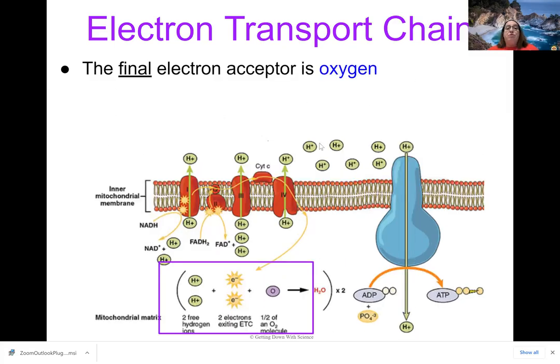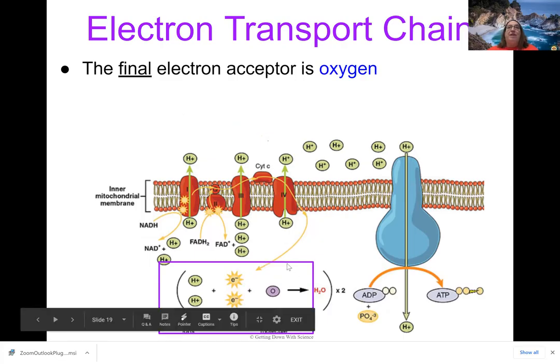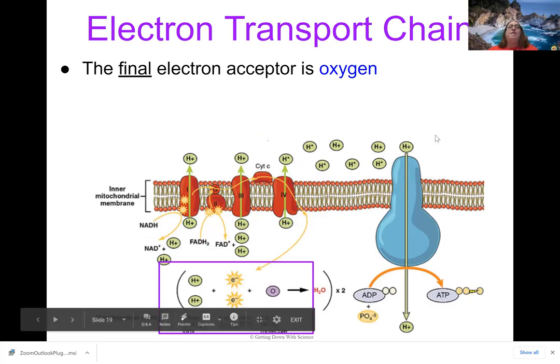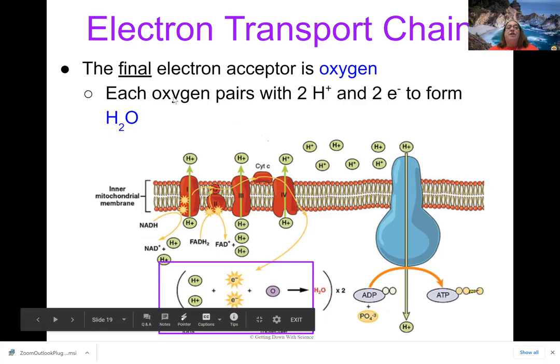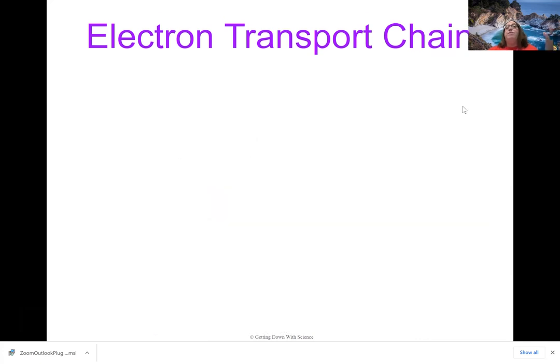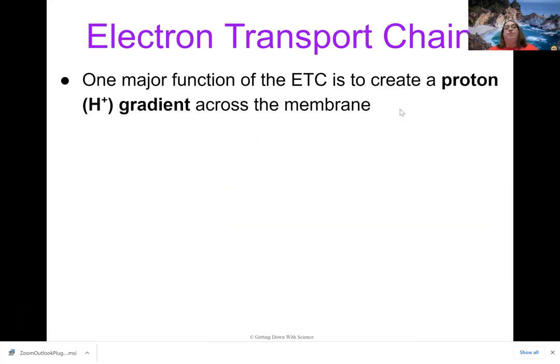The final acceptor is our oxygen. Remember, we have made this decision that we had to have oxygen present to go this route through the mitochondria to make our ATP. And so far, we've only made 4 ATPs. So each oxygen is going to pair with 2 hydrogens and 2 electrons to form water. And so that's what's happening with the electron transport chain.